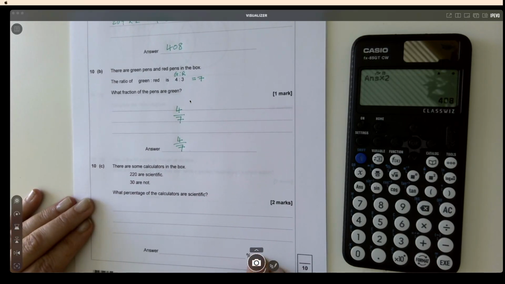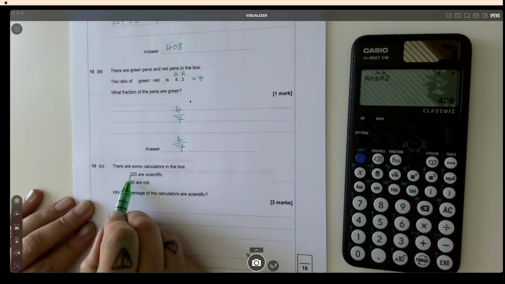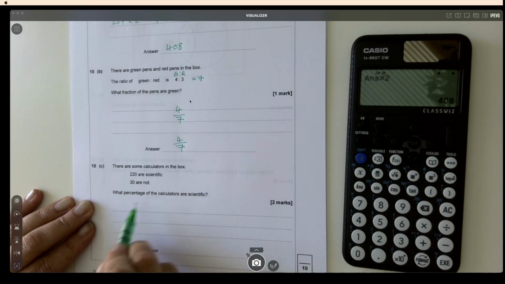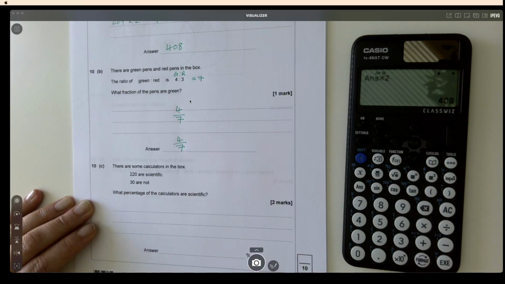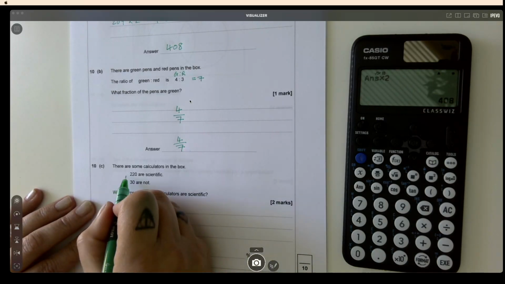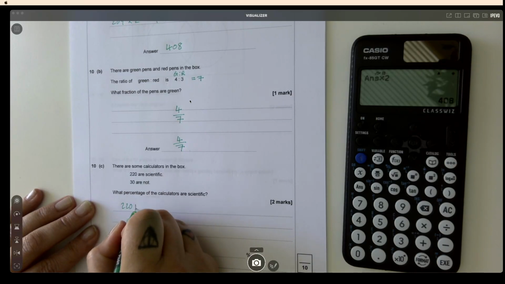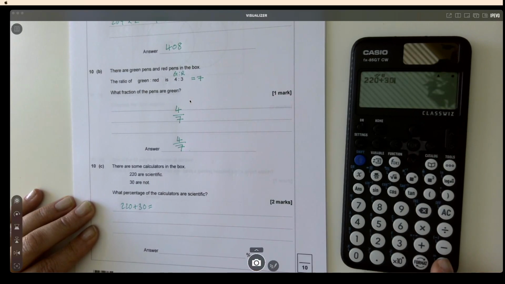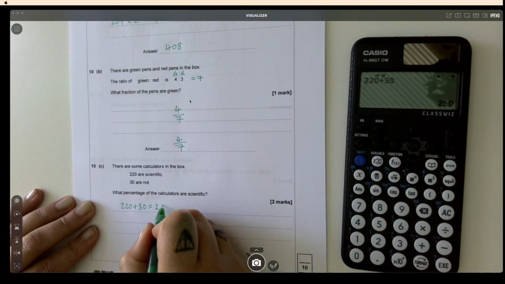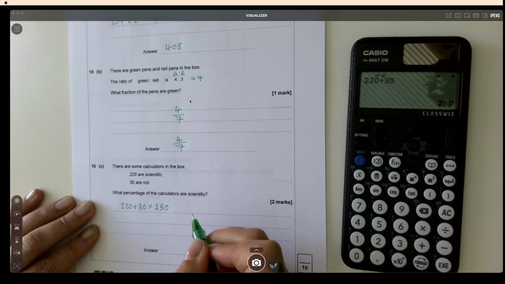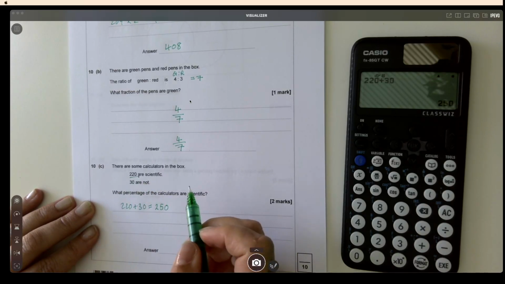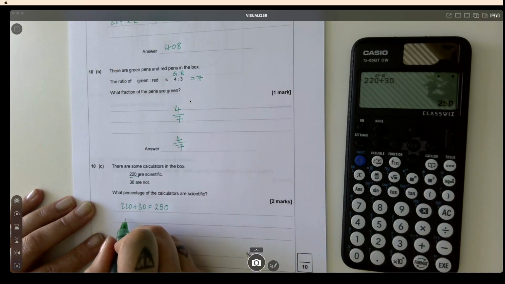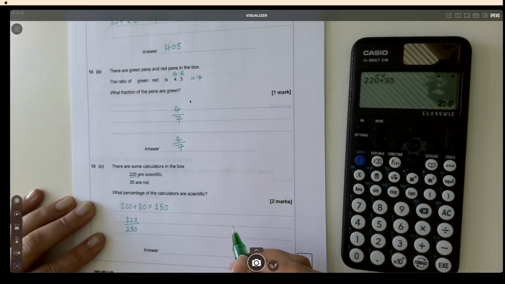10C. There are some calculators in the box. 220 are scientific, 30 are not. What percentage of the calculators are scientific? So if we do 220 plus 30, this is going to tell us how many calculators in the box altogether. So that's 250 calculators in total. 220 of them are scientific calculators. So 220 out of 250 are scientific.